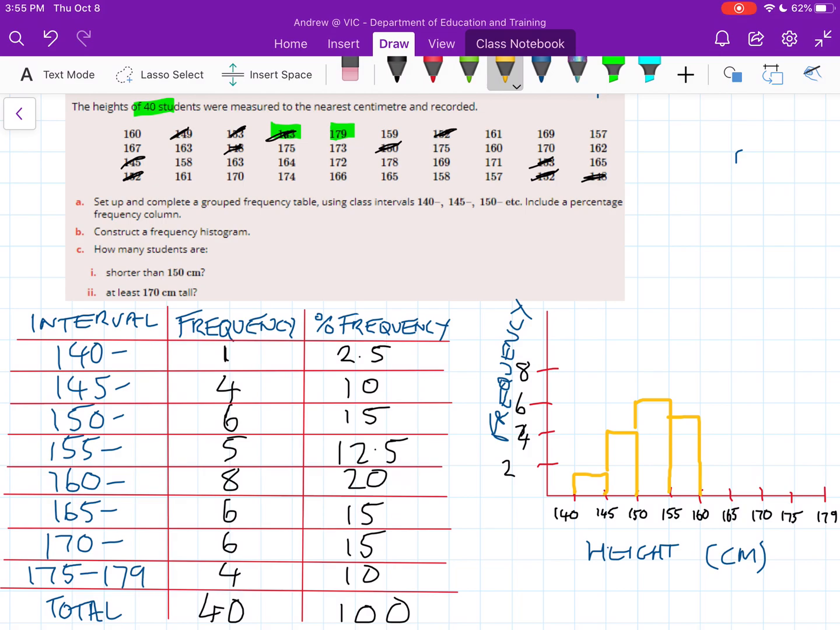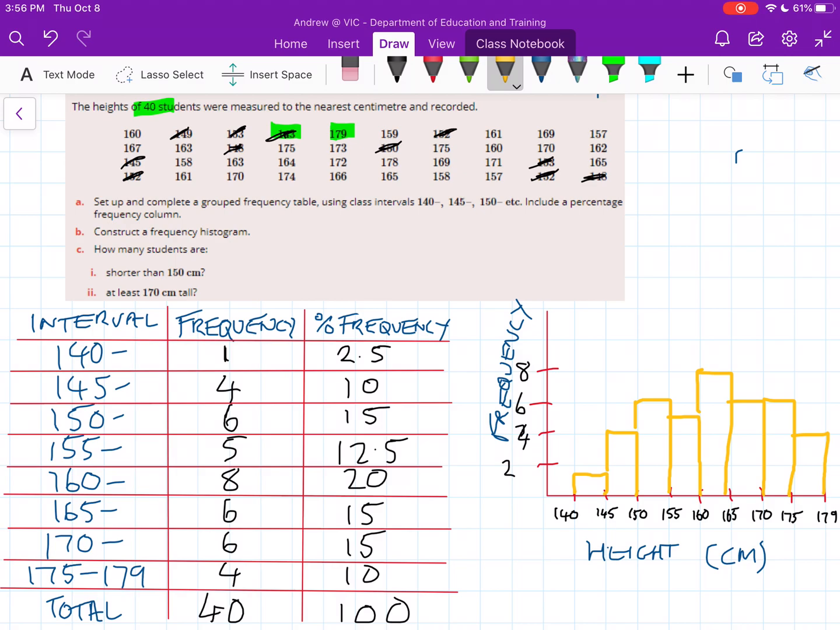So you can start to see how it actually gives a visual representation of your data. And we had 8 in between 160 and 165. Then we had 6 in between 165 and 170. 170 we had 6 as well. Now the last one, 175 to 179, we had 4. So we can see this gives a visual representation of our data there, and that's the main purpose of the histogram. You can tell how many are in each section and where all the data is grouped together.